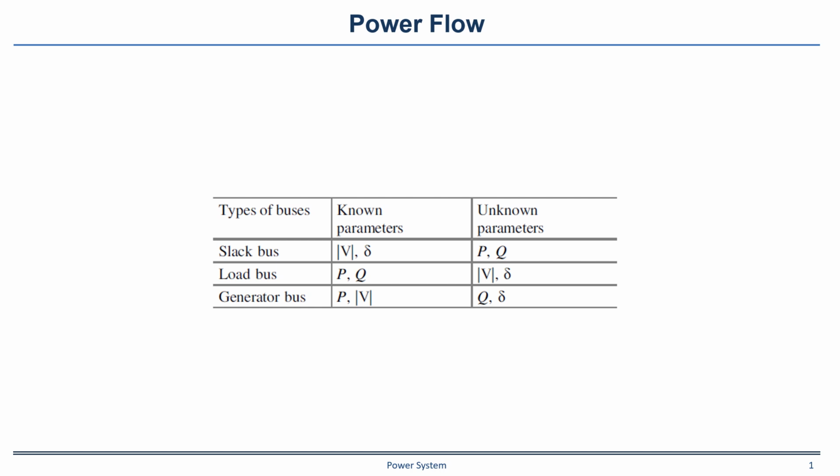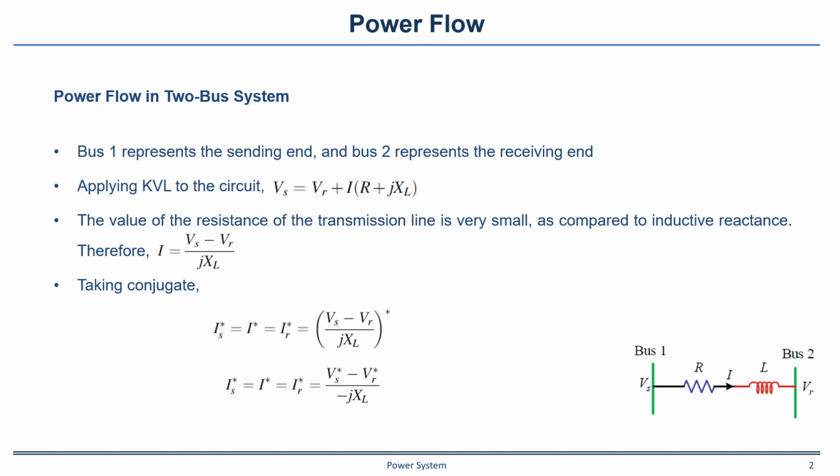A slack bus is a bus bar normally connected to a generation unit or connected to the grid, and from that it makes the balance in the active power and reactive power in the whole system. So if the generation and the load are not equal, the slack bus is responsible for compensating for that.